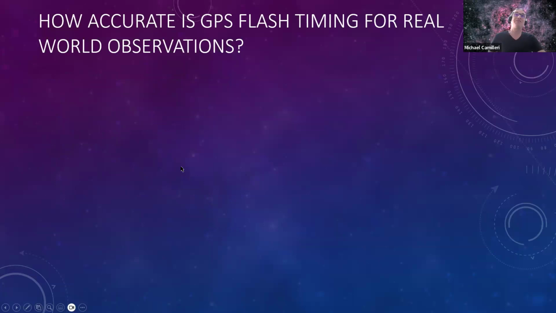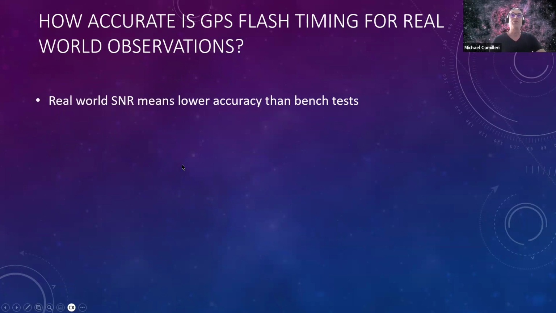So the $100 question, I suppose: how accurate is this? The real world signal to noise ratio has star background and other things, so you will get a lower accuracy than if you were doing bench tests. So just be aware of that. In principle, you could cover your telescope, do the GPS flashes, and that will reduce the background noise and improve your timing, but it is a lot less convenient to do that.